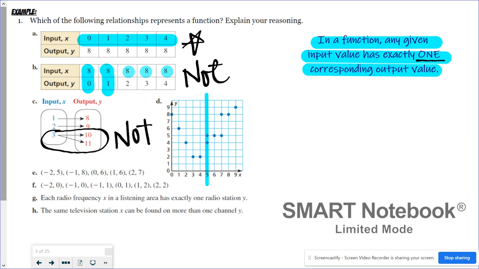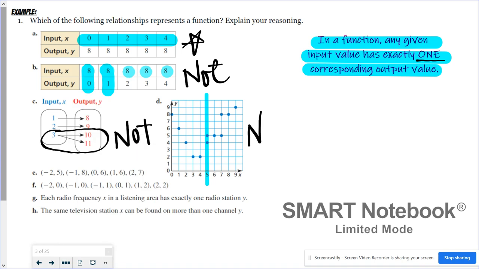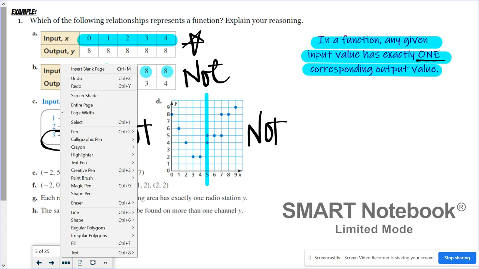So if you look at the 5 on our graph, the input value of 5 has an output of 4, but the input value of 5 also has an output of 5, and that's not allowed. So the vertical line test is just a visual interpretation of, in a function, any given input has to have only one corresponding output. All right, so we just determined that that graph is not a function. It fails that vertical line test at 5 and also at 7, in case you're wondering if it does that same thing at 7.